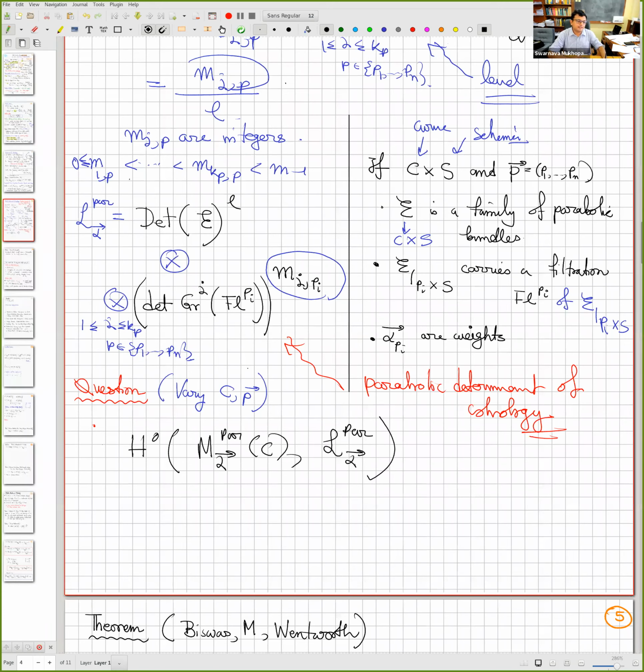Okay, and then I ask a similar question. For example, how does this space change with C comma P varying? In particular, one can ask, for example, what is the dimension? All these things depend upon C and so on.